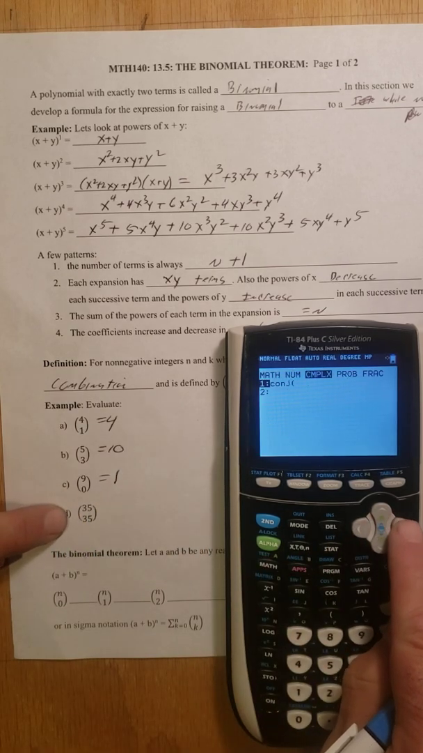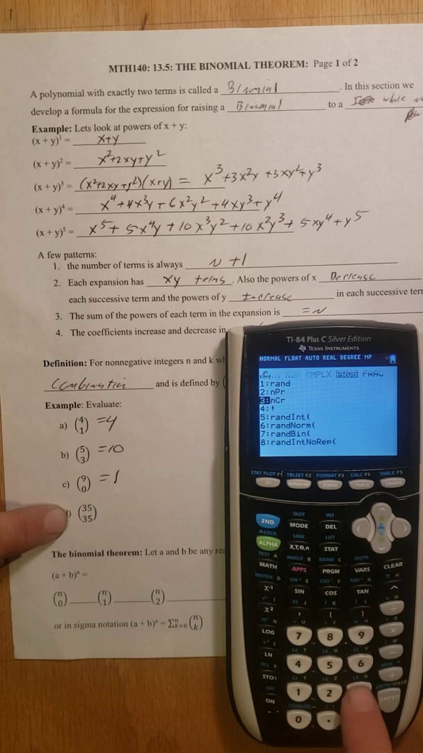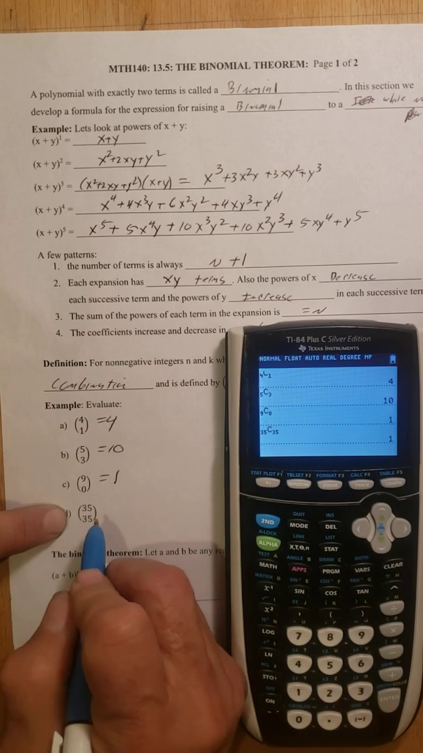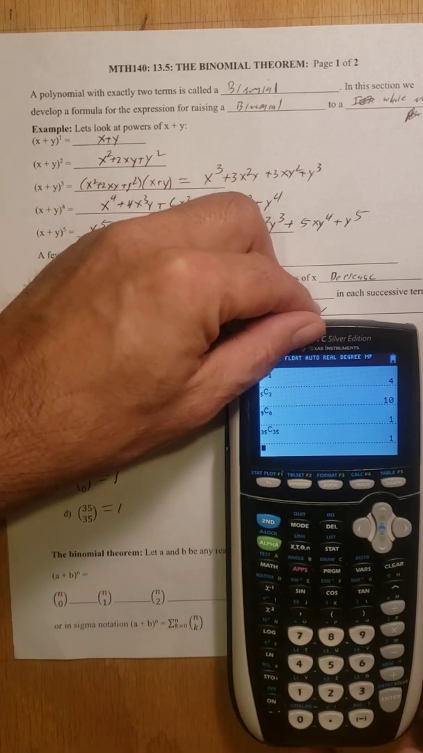35, math, probability, choice 3, 35 choose 35 is also 1. Okay?